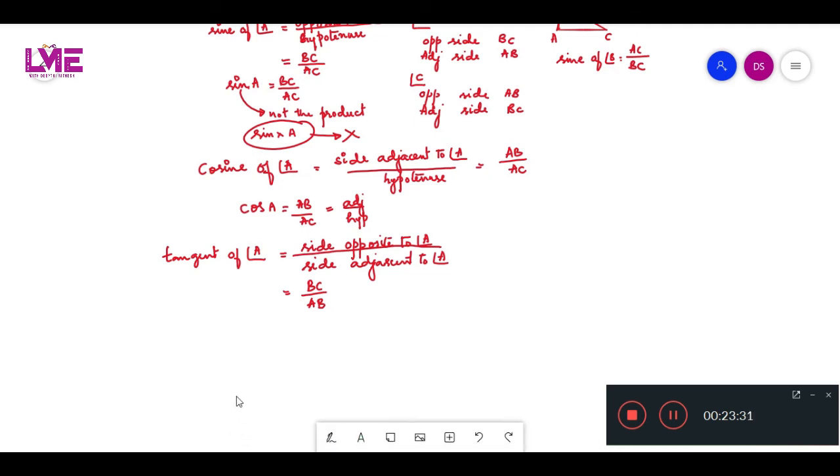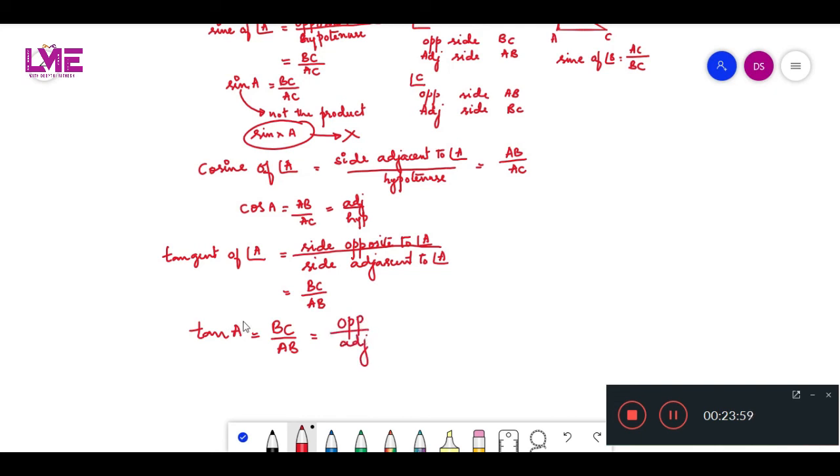And let me tell you one more thing, that is the abbreviation for tangent of angle A. Tangent of angle A can be written as tan A, which is nothing but BC by AB, or if I'm writing with respect to sides in shortcut, opposite side by adjacent side. Again, I want to remind you that here tan A is not the product of two terms, it's a single term. Don't say tan into A, that is wrong. It's not the product, it's the tangent of angle A.